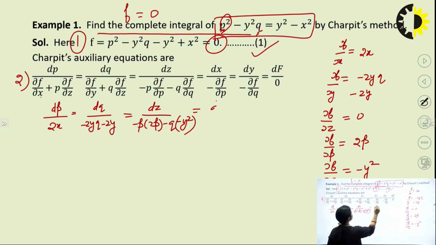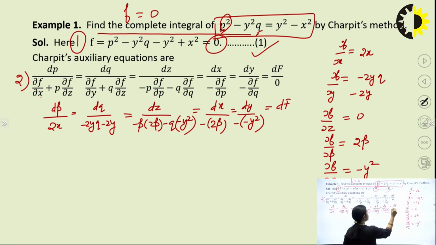Then this is equal to dx upon ∂f/∂p, which is 2p, equal to dy upon ∂f/∂q, which is minus y², equal to df upon 0. So this is our Charpit auxiliary equation.